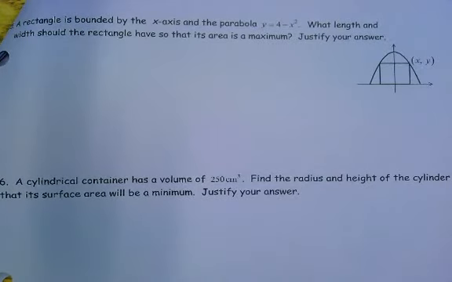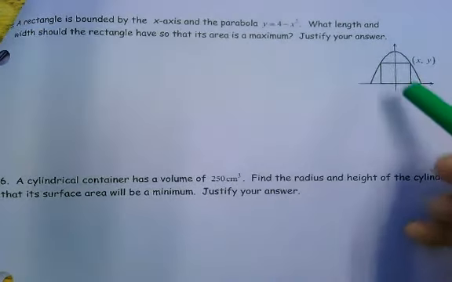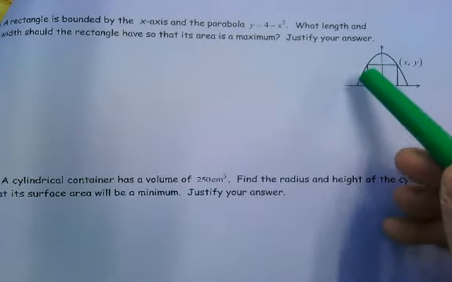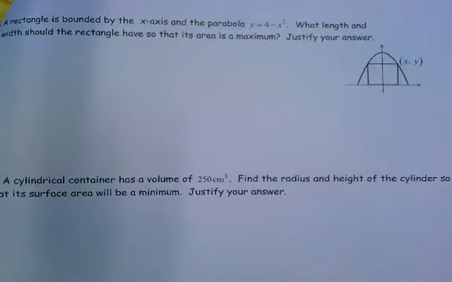Alright, so we have a rectangle that's bounded by the x-axis and the parabola y equals 4 minus x squared. What length and width should the rectangle have so that the area is a maximum? So essentially, you want to draw a rectangle where the area is the largest inside that parabola. Believe it or not, this is one of the easier problems.